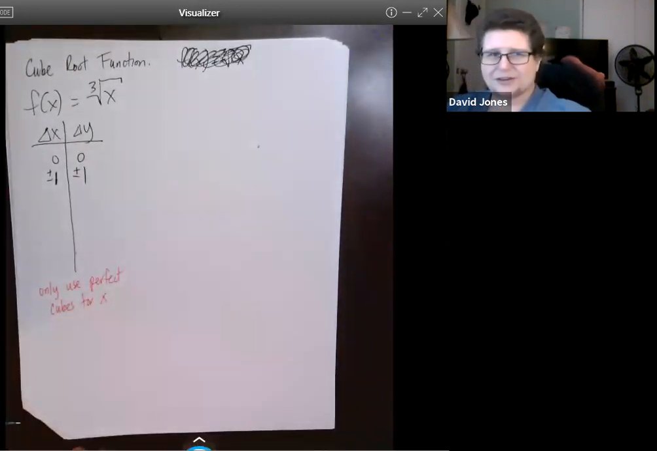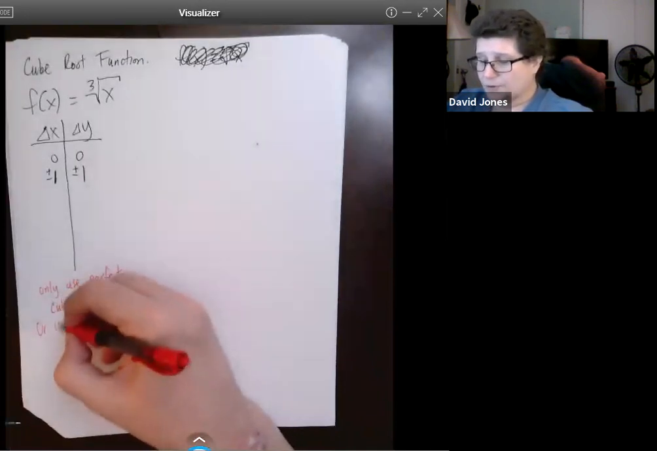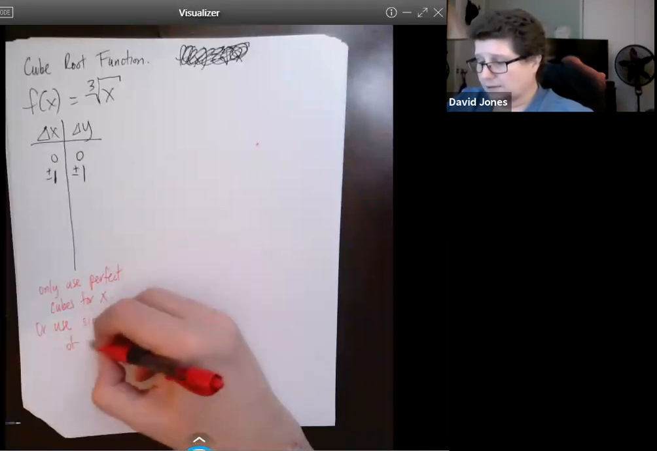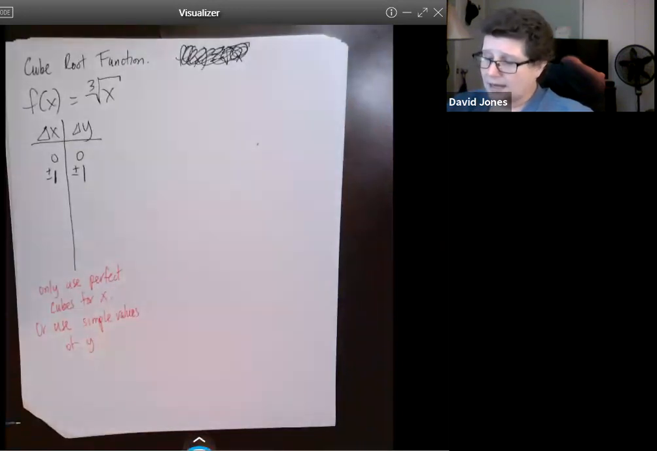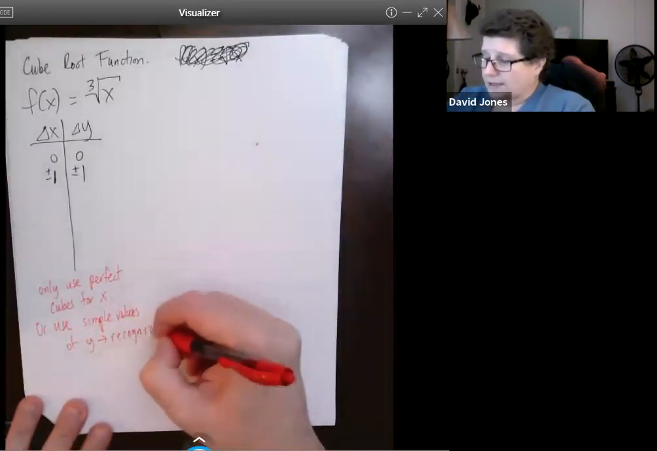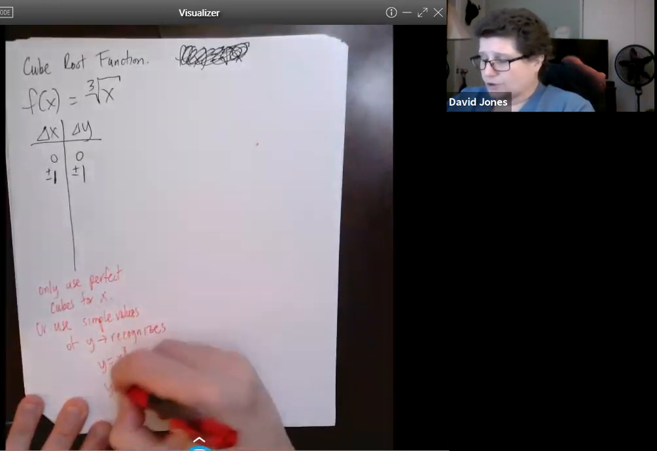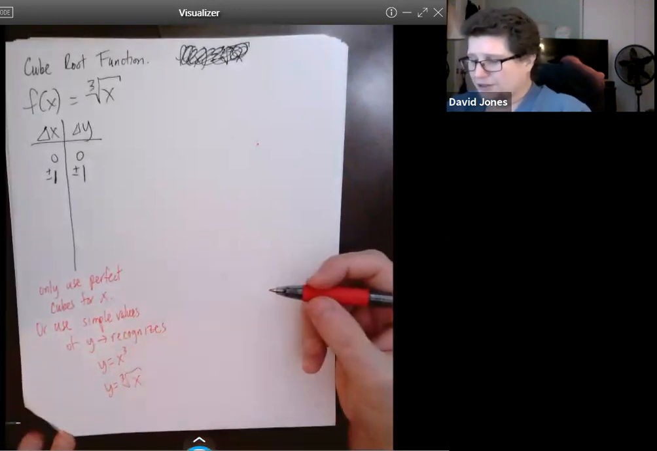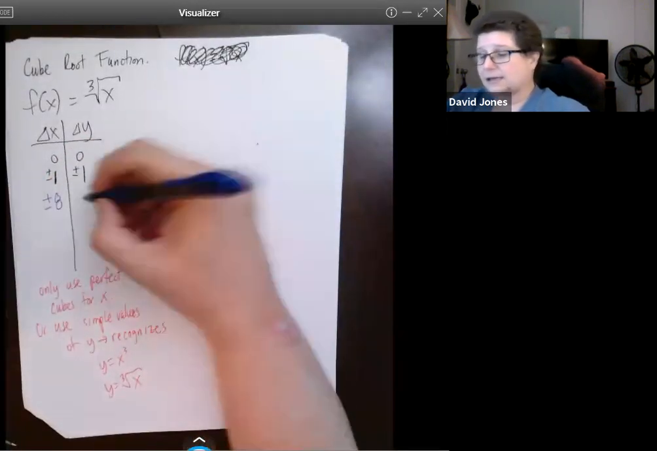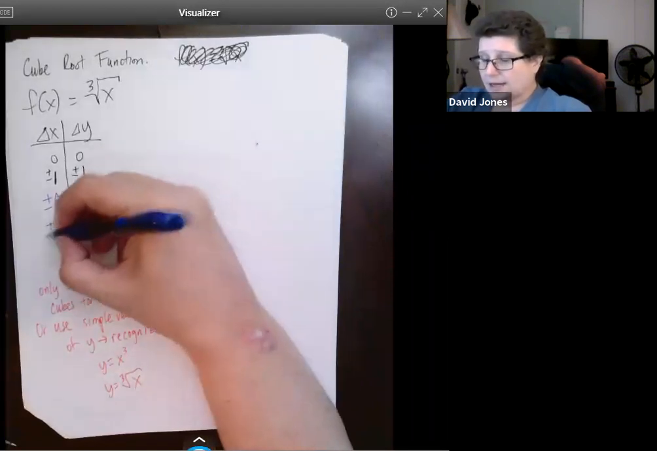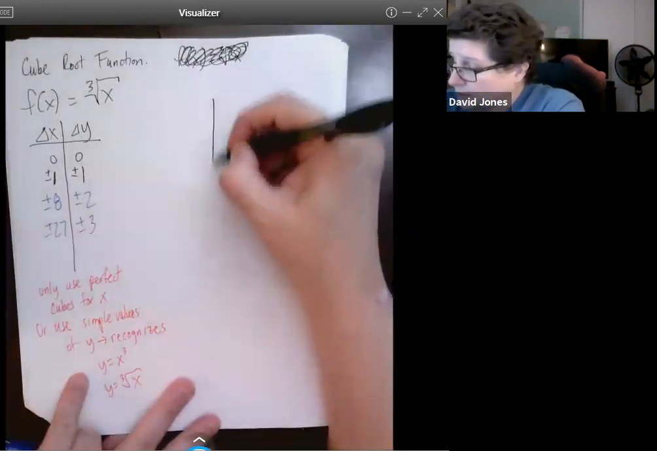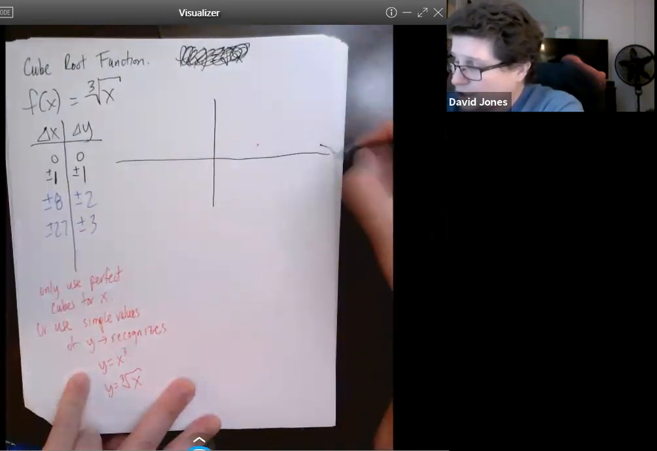And sometimes it's easier just to go the other way, or use simple values of y. That requires recognizing that y equals x cubed and y equals cube root of x are inverse functions. We haven't gone over that yet, so let's just stick with what we have. The next perfect cube is 8, and the cube root of 8 is 2. I can also do plus or minus 27 leads to plus or minus 3. So big changes in x lead to small changes in y.